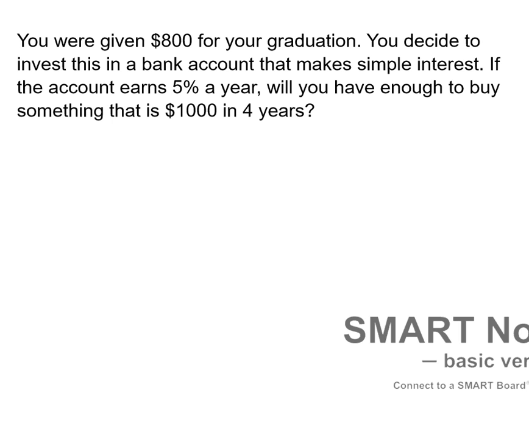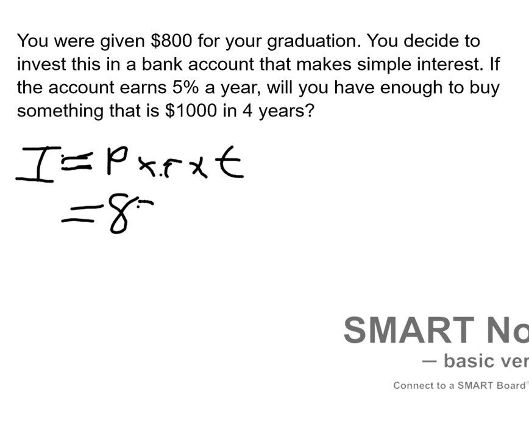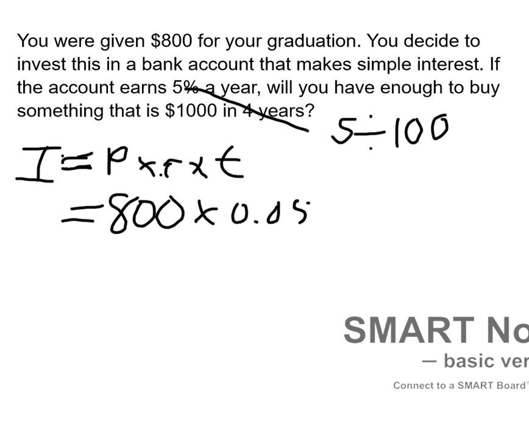So the first thing we need to do is write down our formula for simple interest, which is I equals P times R times T. And now all we do is fill in the pieces. P, remember, is principal, what you started with, so that's $800. R is the interest rate. You have to be very careful. It's the interest rate as a decimal. So remember, to do that, we have to take the rate and divide it by 100, or move the decimal place twice. And then T is the number of years, which is 4.